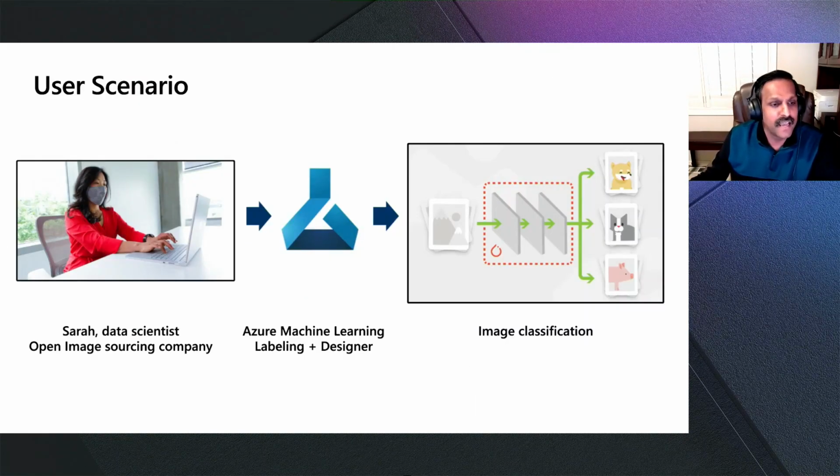Now, let's talk about a user scenario. I'm Sarah, a data scientist working in an open image sourcing company. My company is primarily focused on collecting thousands of images through crowdsourcing, and it wants to classify those images into various categories. I'm not a fan of coding, and I don't want to use any of the coding tools where I have to do all the coding. So I prefer the option of drag and drop. That's fair. And I want to spend most of my time in my role as a data scientist.